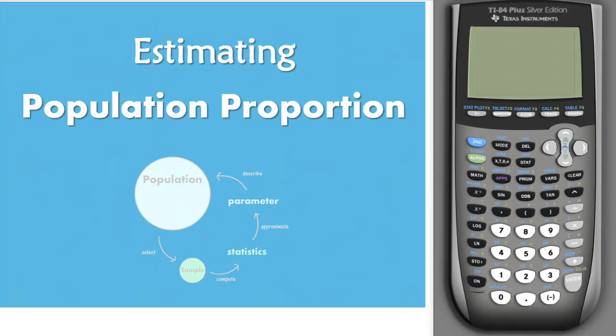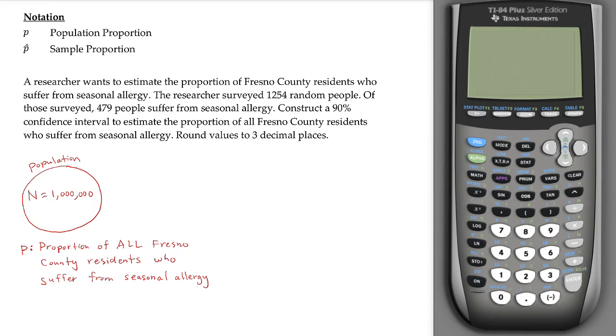In this video, I'm going to be going over estimating a population proportion. So let's jump right into a problem. The problem here says a researcher wants to estimate the proportion of Fresno County residents who suffer from seasonal allergy. The researcher surveyed 1,254 people.